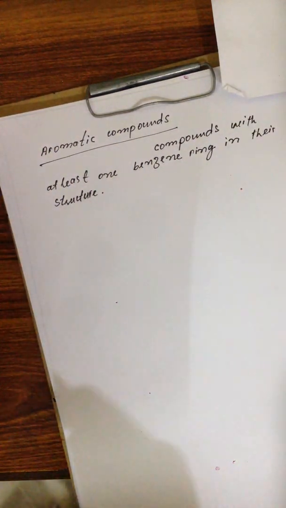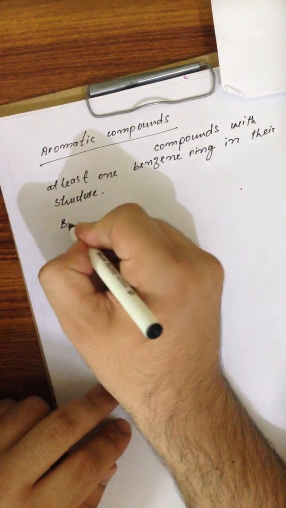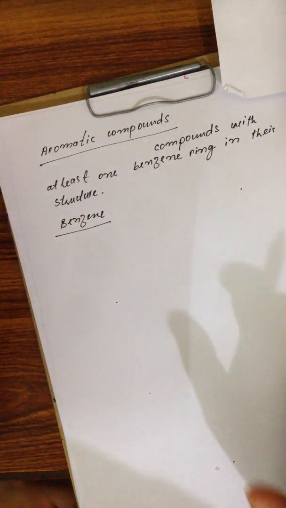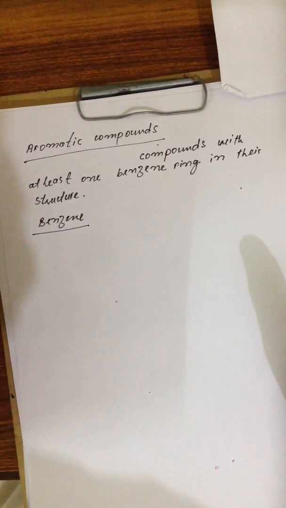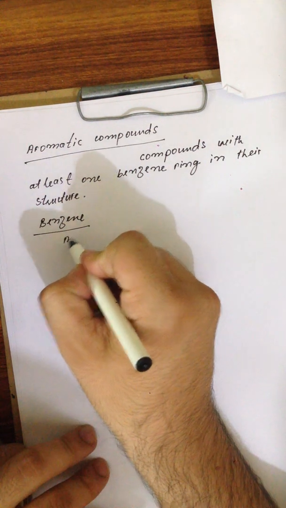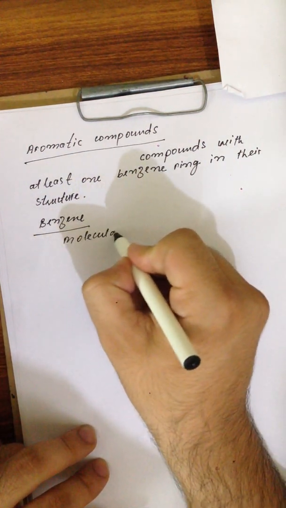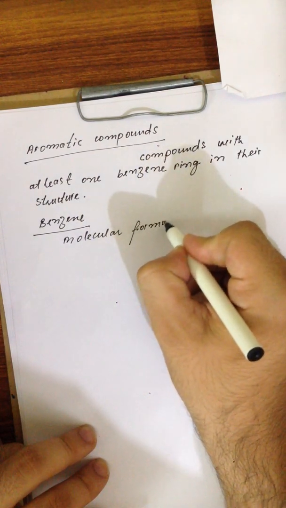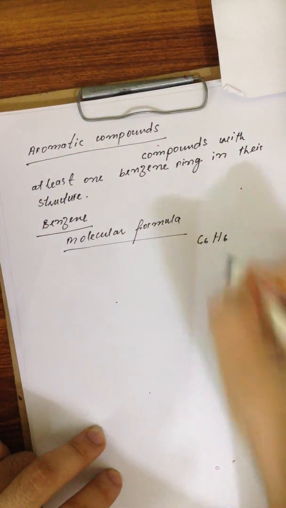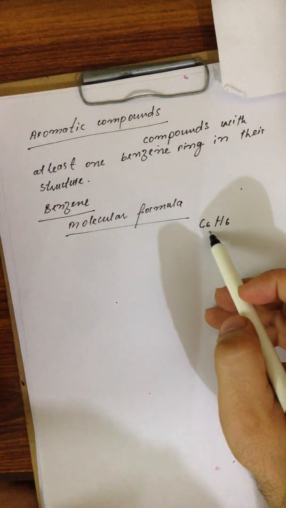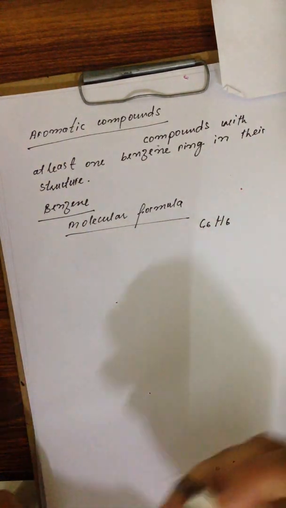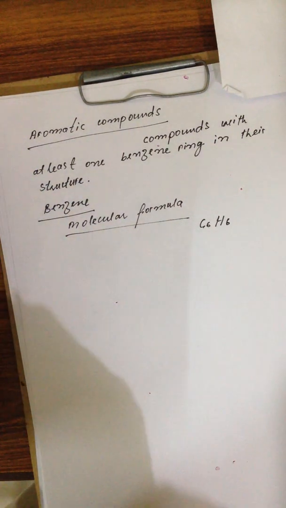So the question arises, what is a benzene ring? What is benzene? Benzene is a hydrocarbon that has got 6 carbon atoms and 6 hydrogen atoms. The molecular formula of benzene is C6H6. It has got 6 carbon atoms and 6 hydrogen atoms. Let's explore the molecular structure of benzene a little bit.